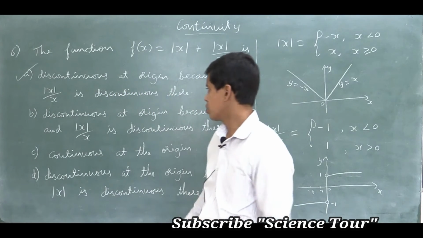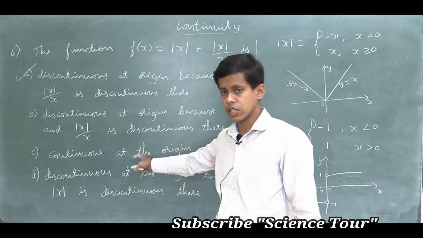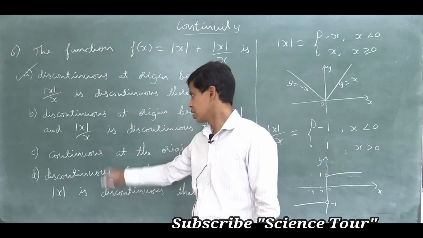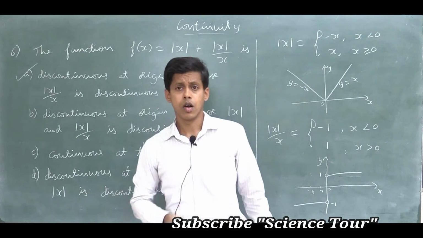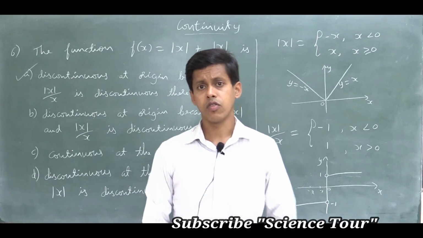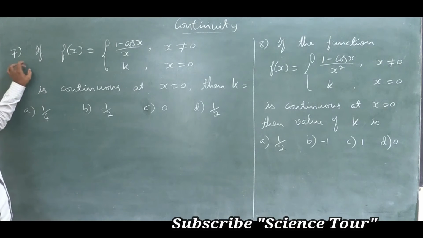All other options are saying that either both are discontinuous, or both are continuous, or mod x is continuous, and all three options are not correct. Therefore, option A is the right answer for the sixth question. Well, dear students, let's move to the seventh problem.